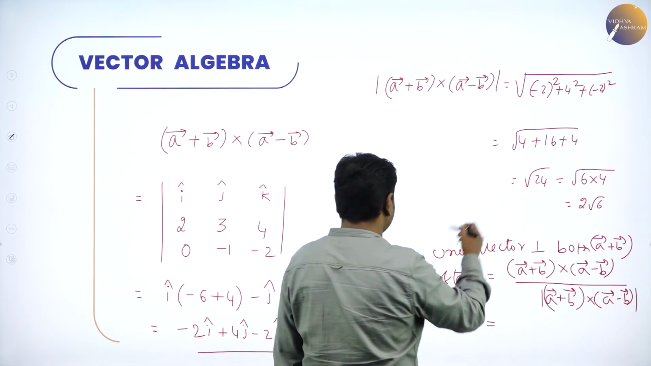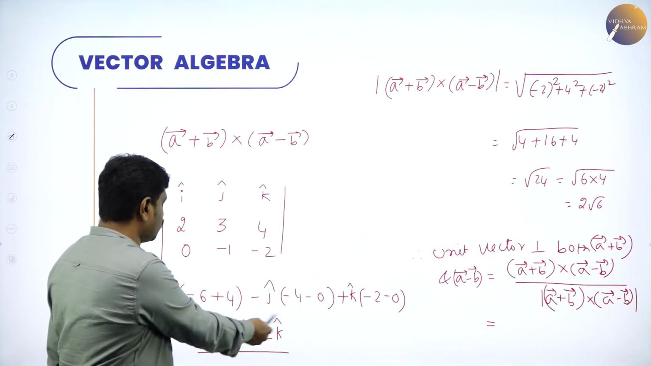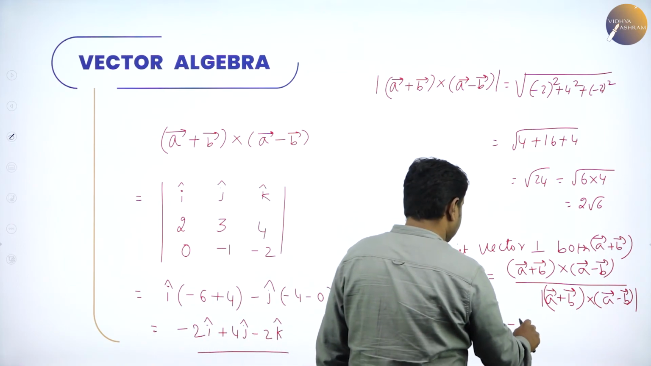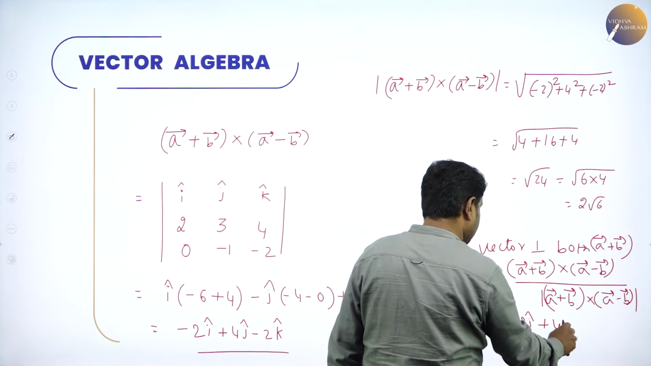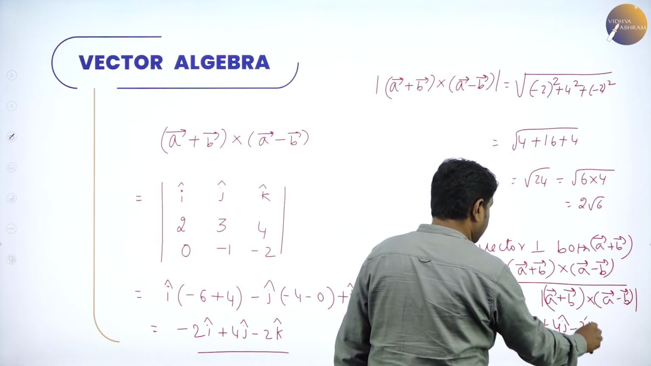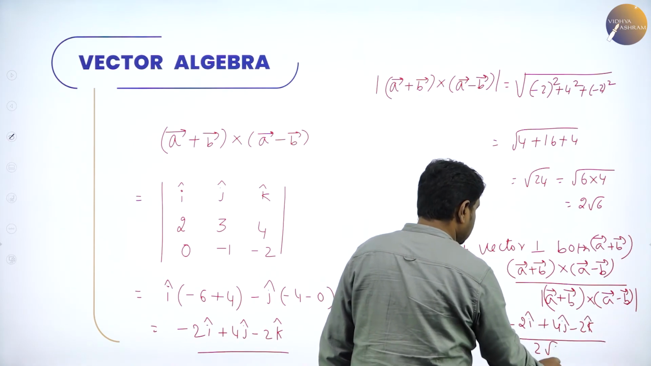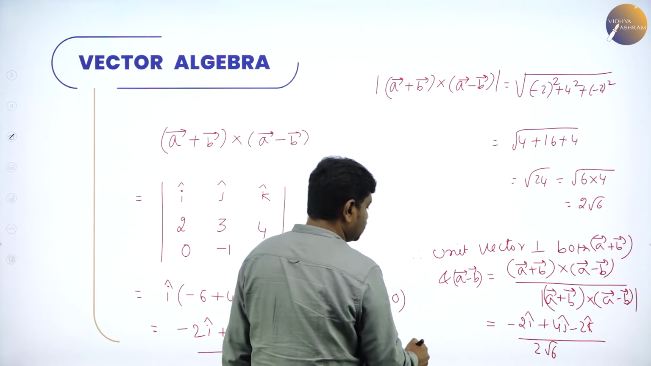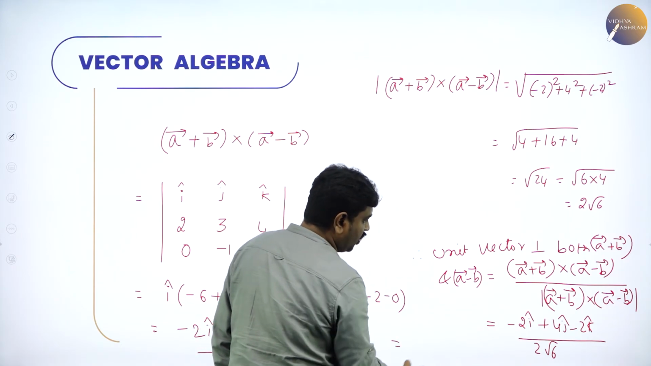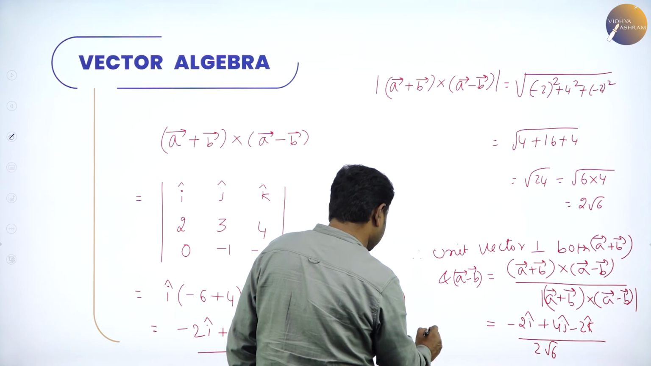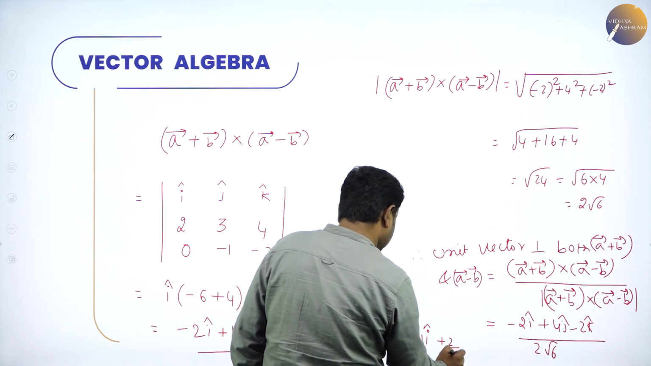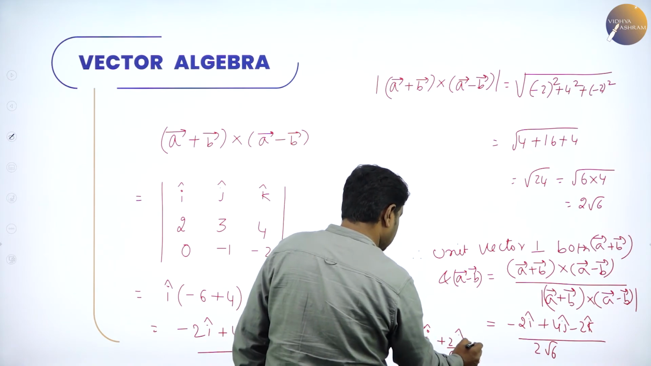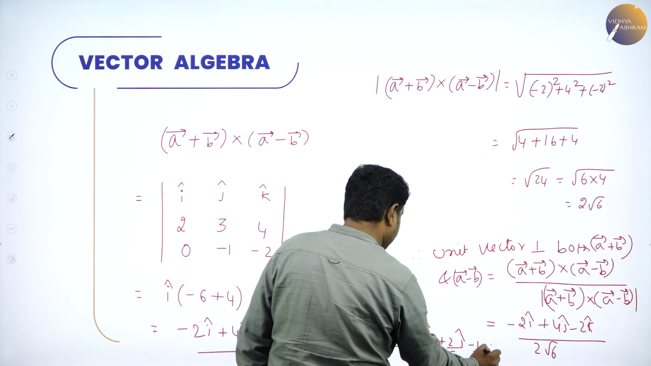Substitute. What is (a plus b) cross (a minus b)? We got here minus 2, 4, minus 2. Minus 2 i cap plus 4 j cap minus 2 k cap divided by 2 root 6. If you split this, take 2 common and cancel, it will become minus 1 by root 6 i cap, then 2 by root 6 j cap, then 1 by root 6 k cap.